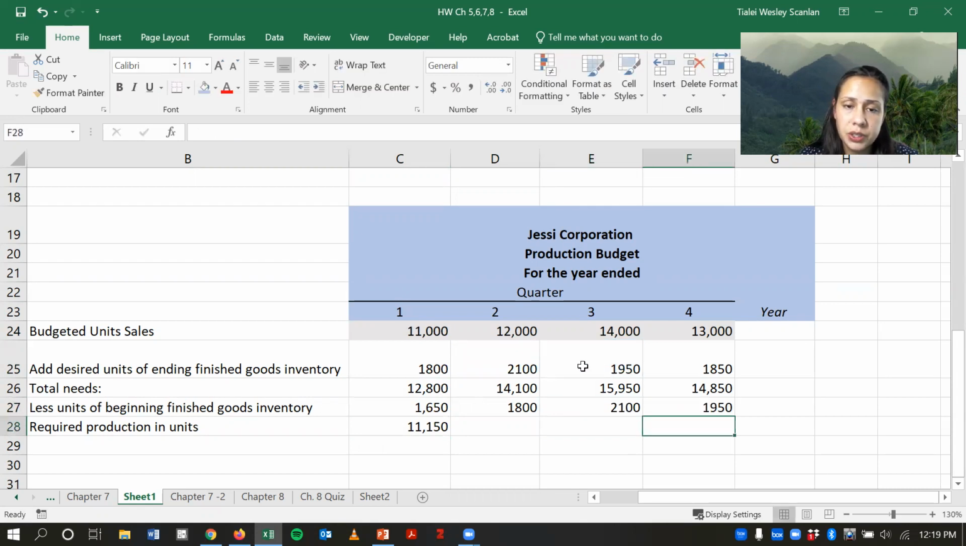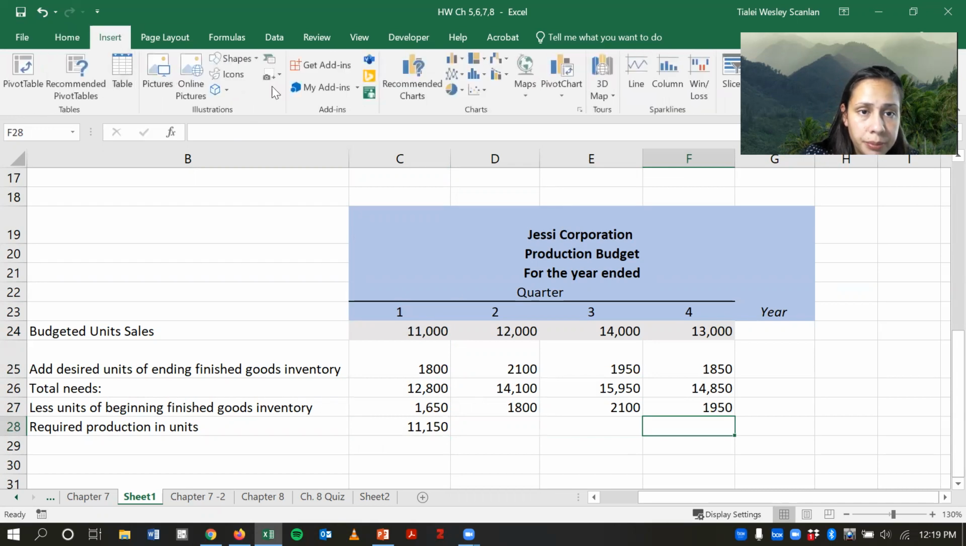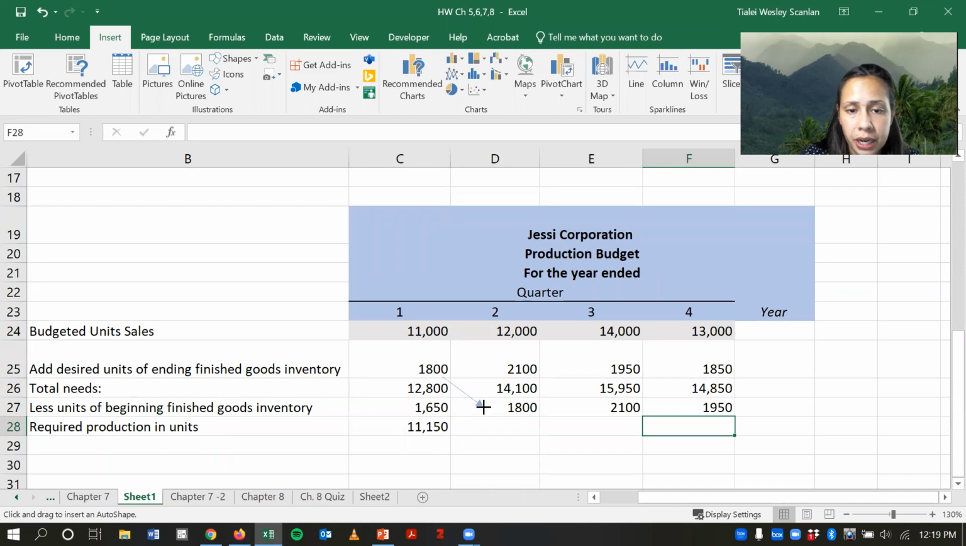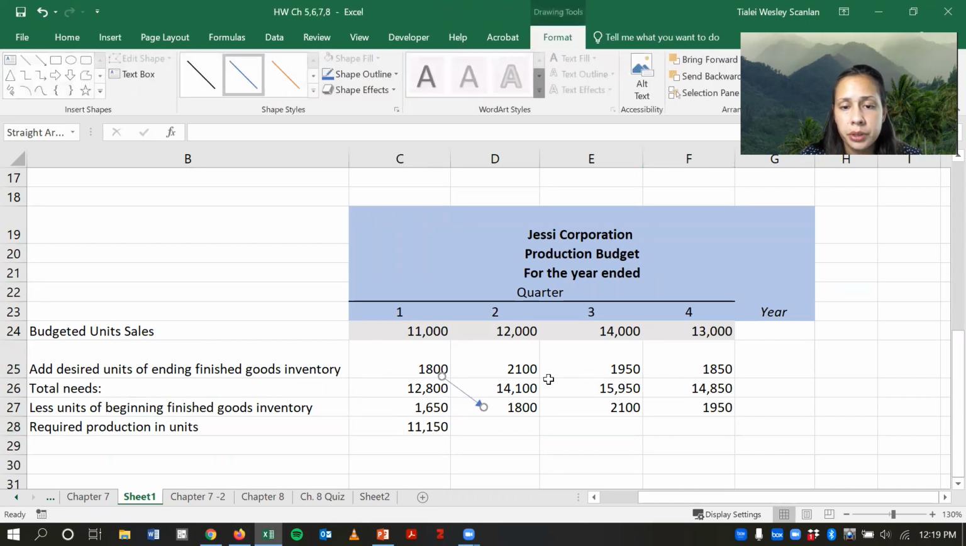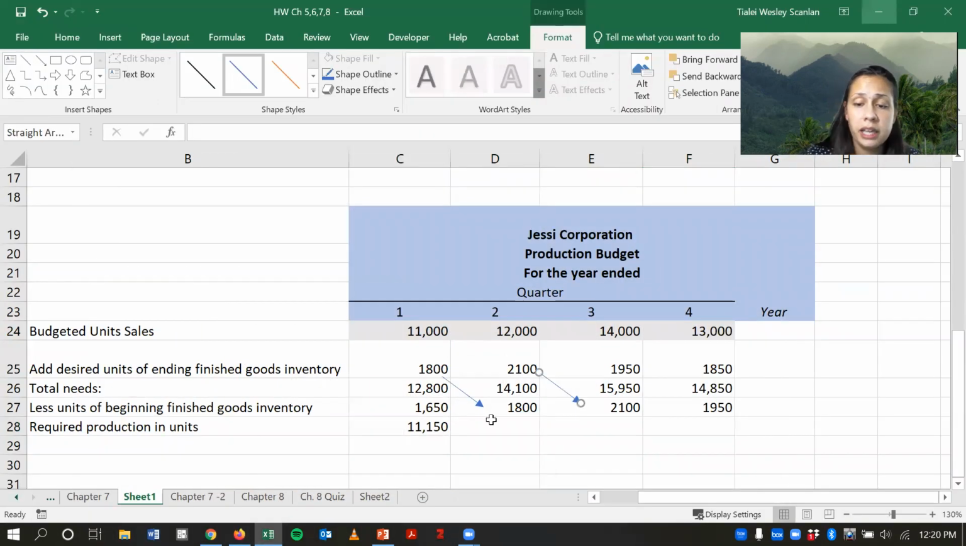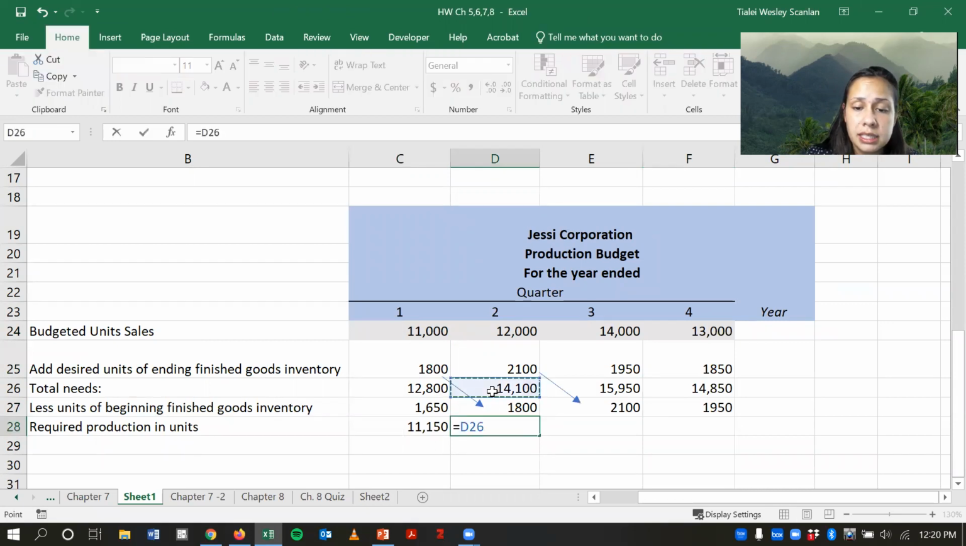And same thing over here. So I'm just using this exact same number. I insert a shape, maybe an arrow. I'm just pulling this number right here all the way through. So the ending of quarter two becomes the beginning of quarter three. And so that's why you see this arrow that helps you identify where the number is coming from. And then I'll use my formula, total needs, and then our beginning inventory can help us meet those total needs.